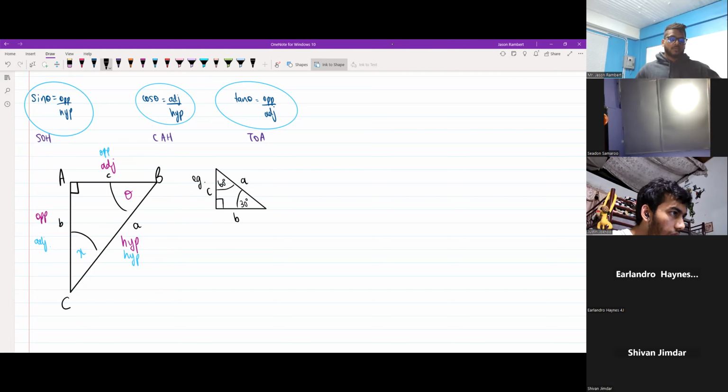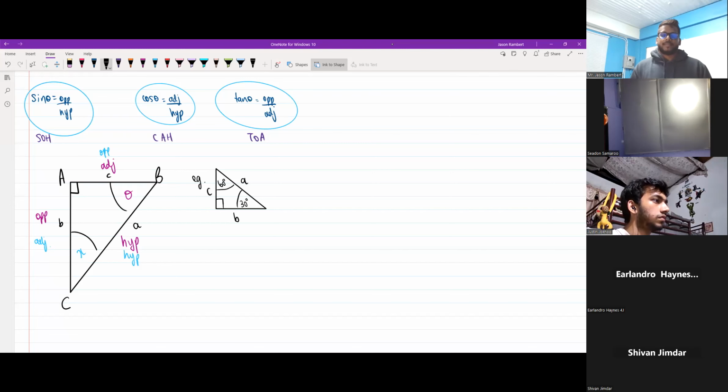If I use 30 degrees, what's going to be my opposite? C. C, because C is opposite 30 degrees, correct? A is my hypotenuse, and B is going to be the adjacent. Yeah?